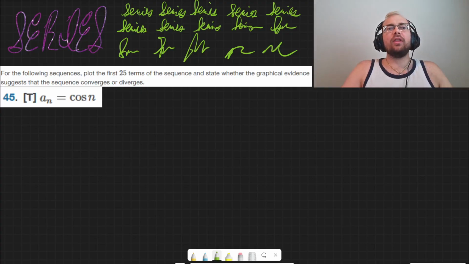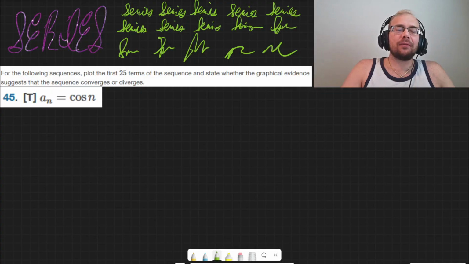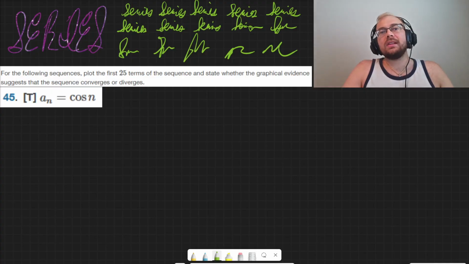For the following sequences, plot the first 25 terms of the sequence and state whether the graphical evidence suggests that the sequence converges or diverges. For this one, I'm not going to do a whole lot, because on number 44 I kind of showed you what we would do for that one. And so this one's going to be almost exactly like that.